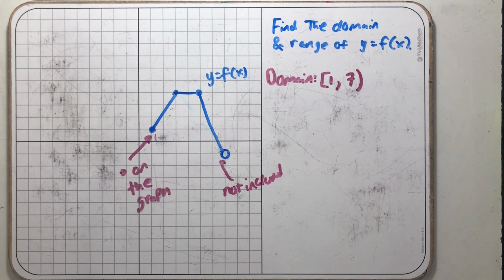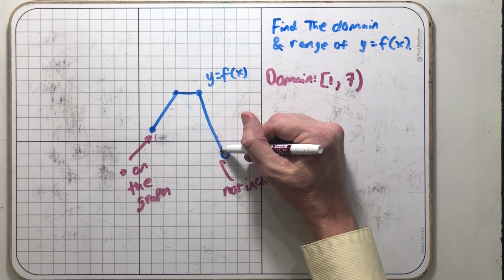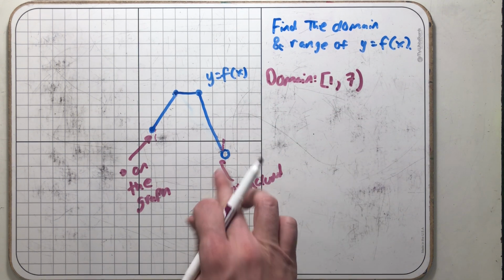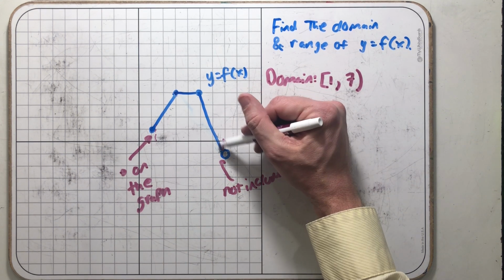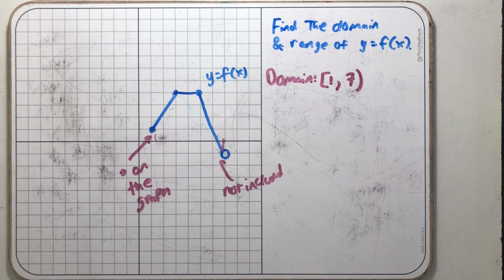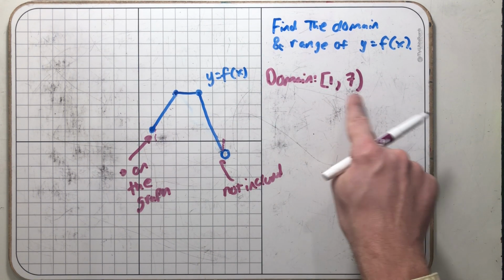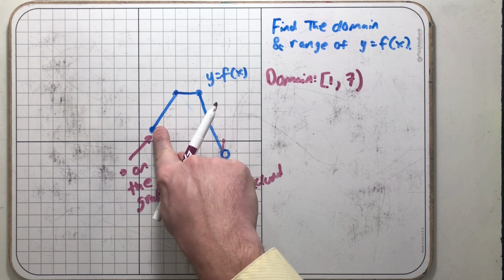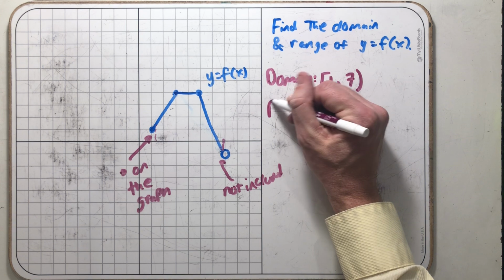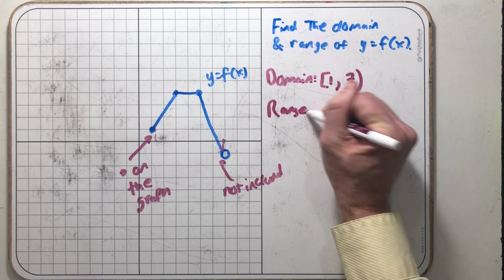But we use that open circle to let our readers know that everything before we got to 7 was included. 6.9, 6.99, just not 7 itself. If we don't use an open circle there, we might not be able to tell where this blue line segment stops. And so I found my domain. The domain goes from 1 to 7, including 1, because there's a filled in circle there, and not including 7, because there's an open circle there. So now let's find the range.